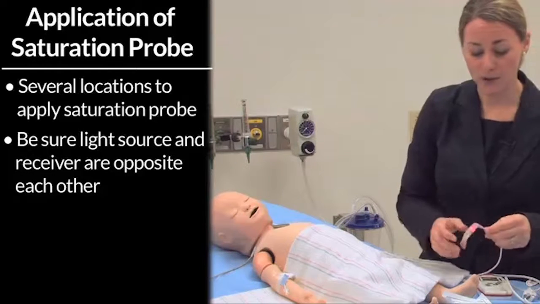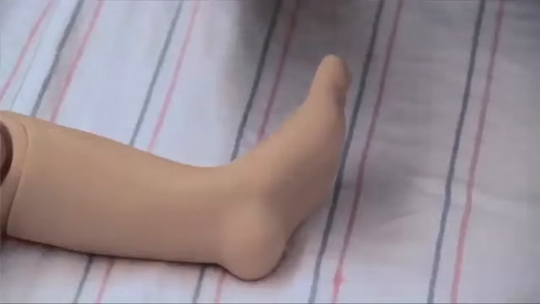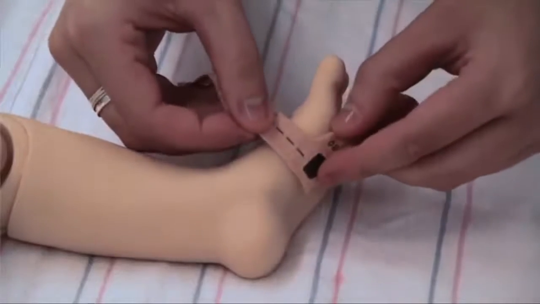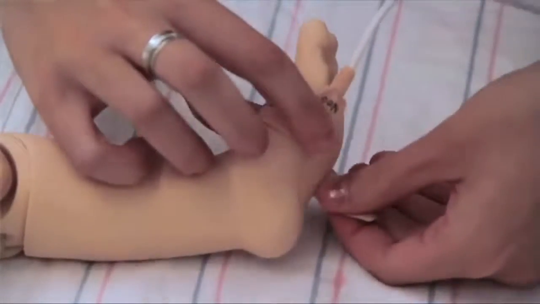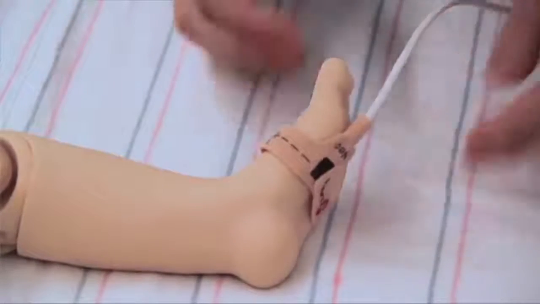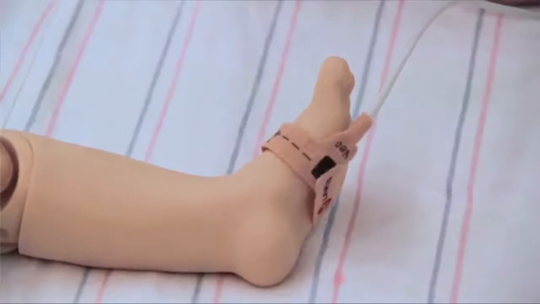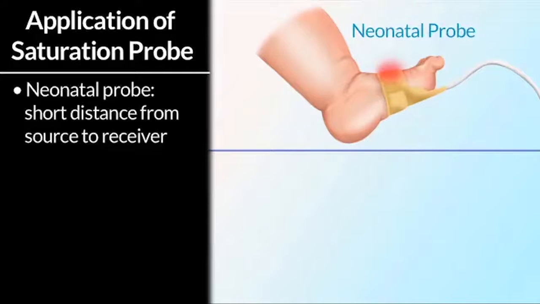So for example, if I'm going to place this on the infant's foot, I want to make sure that the light source here and the receiver here are in direct communication with each other. I can then wrap the elastic around to make sure that it stays on this patient. This probe here, as I showed you before, is a neonatal probe, and so the distance between the light source and the receiver is quite small.